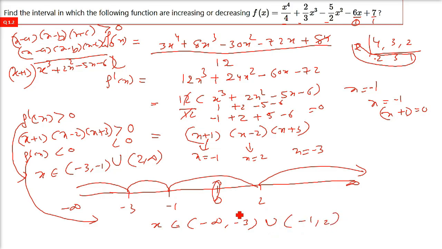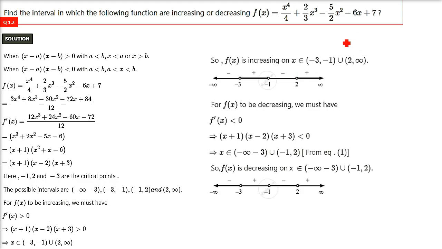x belongs to this. So this is how you are going to solve whenever it is x cube form. This is the solution for you, or reference for you. So just note it and then we go ahead.